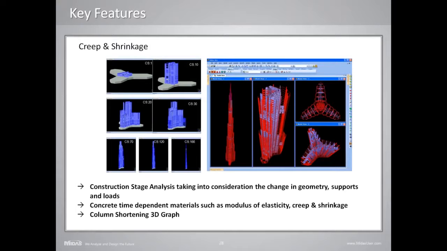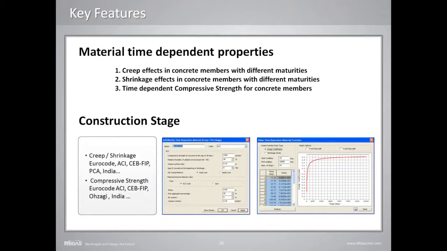One of the key features of midas-gen is the construction stage analysis, and it also takes into consideration the changing geometry, supports, and loads while we are performing the construction stage analysis. In midas-gen, we can simulate the construction stages of the structure, and we can do something called activation and deactivation of certain types of loads, elements or boundary conditions to better simulate the construction stages of a building. We can assign them specific days, and we can see in each construction stage the behavior of the structure.